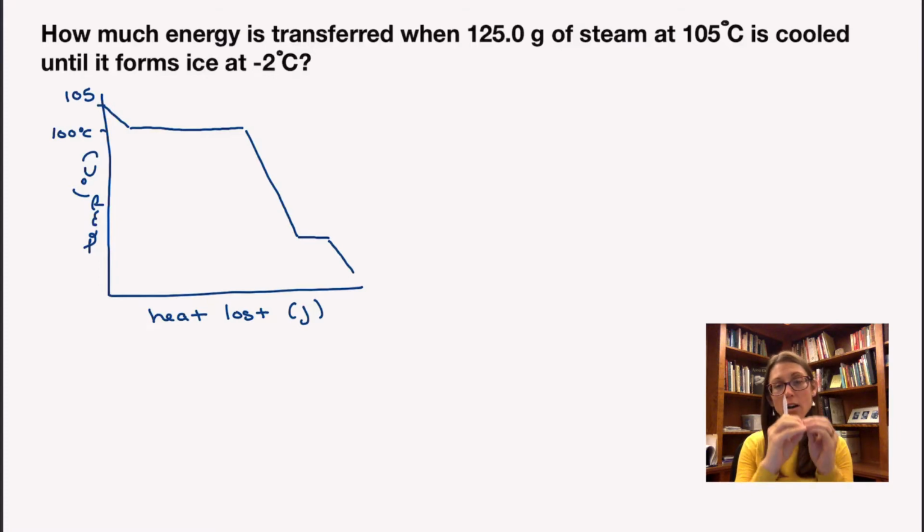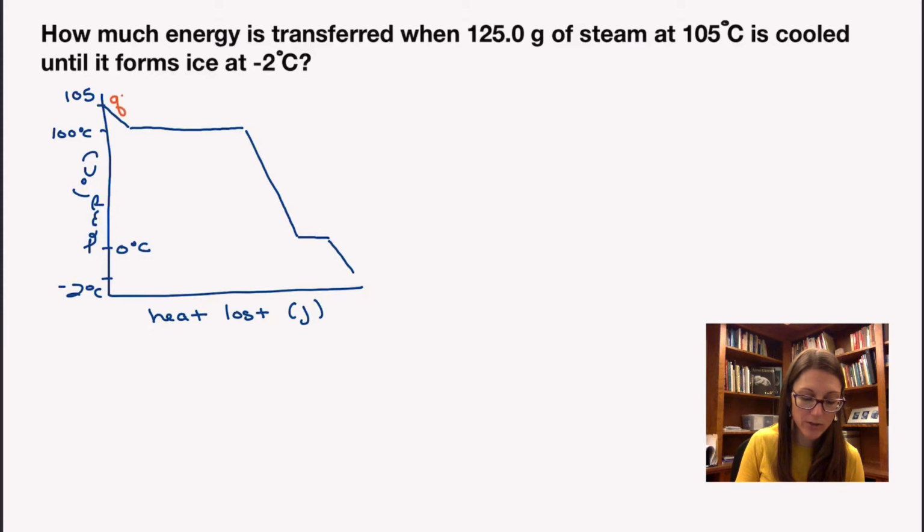And then once all of my steam has been turned into liquid water, I'll be able to cool it down further, down to 0 degrees Celsius, where I will have freezing occur, and then it'll take it down to -2 degrees Celsius once I have ice. So it looks like we're going to have 1, 2, 3, 4, 5 different regions of this cooling curve, which means 5 different equations. For each of these, I'm going to label what we need.